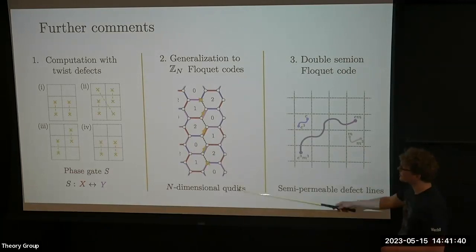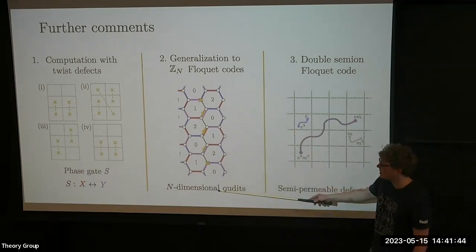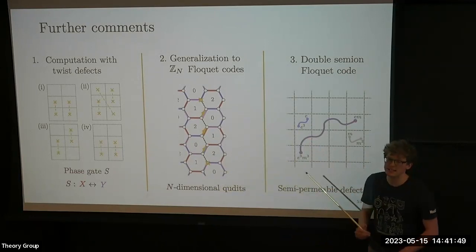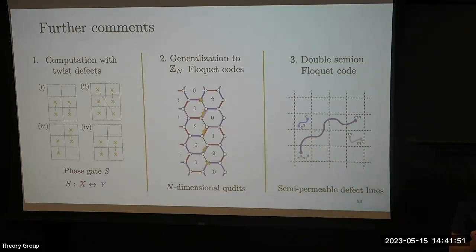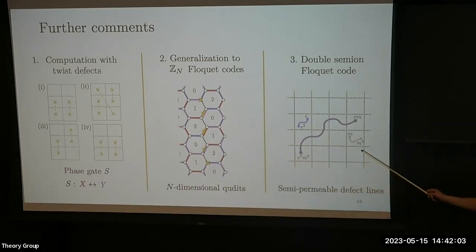The other thing that I'd like to point out is that we have a Zn generalization. We can define Floquet codes on n-dimensional qudits, such that each of the instantaneous stabilizer groups are characterized by the same topological order as a Zn gauge theory. And lastly, using these Zn Floquet codes, we can define Floquet codes with instantaneous stabilizer groups characterized by more exotic topological orders, such as that of the double semion.